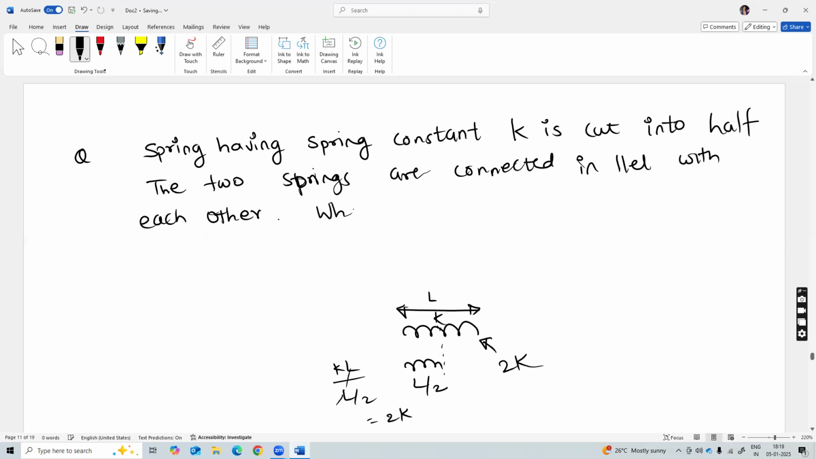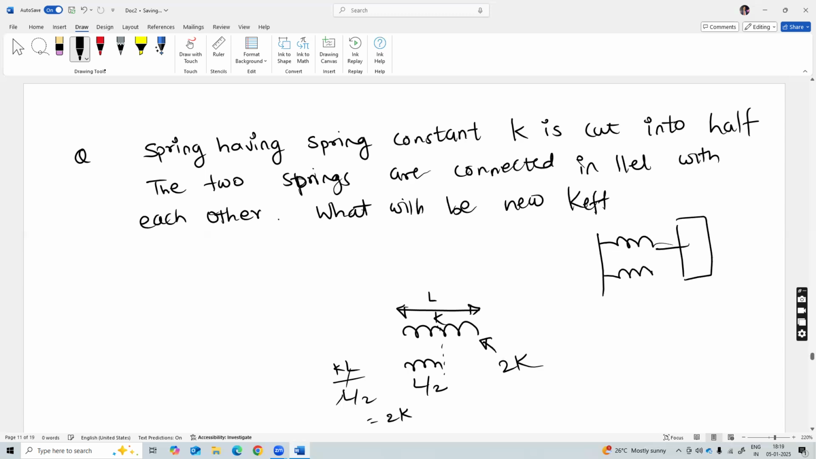So what will be the new k effective, final k effective? Now if you connect them in parallel to some object, both are having spring constant 2k. So k effective will become 2k plus 2k. So it will become 4k. Got it? Understood?